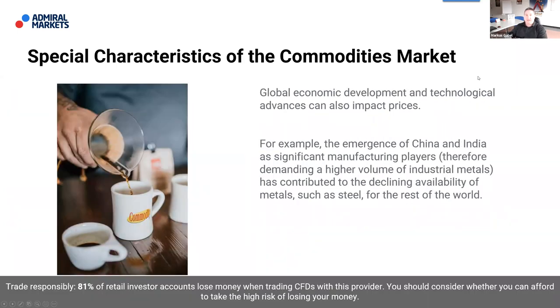Global economic development and technological advances can also impact prices. For example, the last 4 years, we had really, really terrible years. I guess you know the name, which should be unknown, like Harry Potter. It was Voldemort. It was Lord Voldemort. We had 4 terrible years, a lot of wars, trade wars around the world, which brings some prices higher and higher.